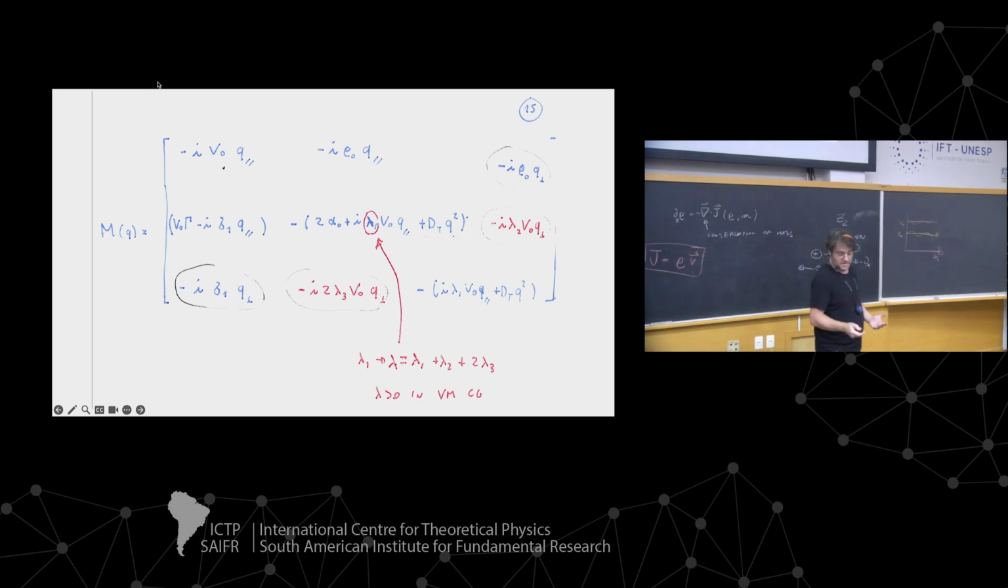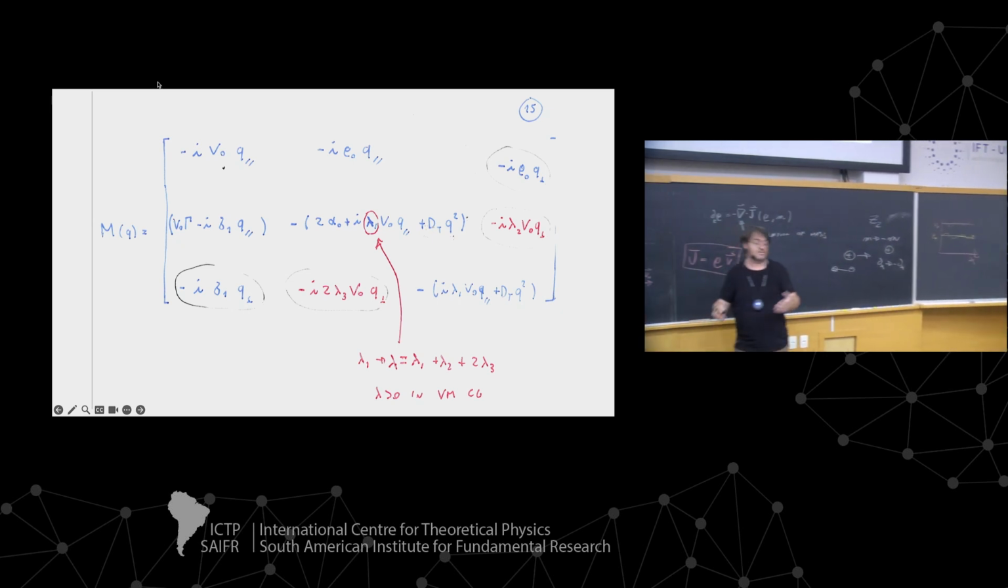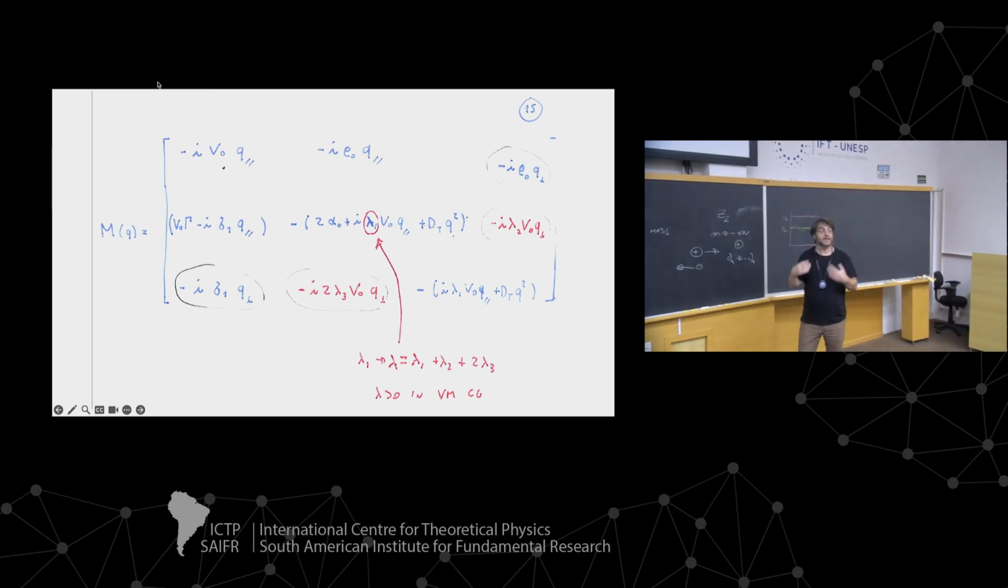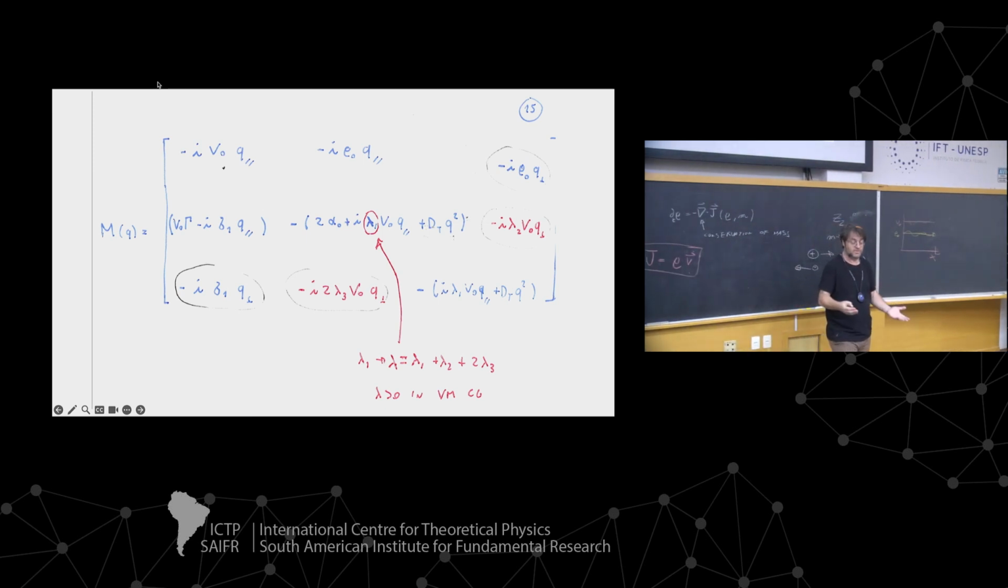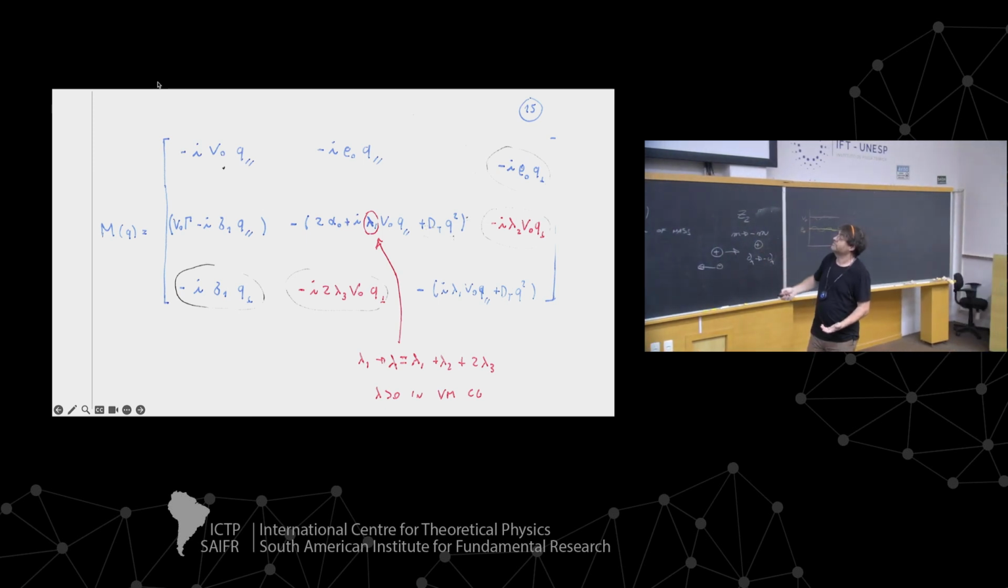And you know that the stability requirement for a fixed point is that all the eigenvalues should have a negative real part. That is what you want to check, and you can do it with this matrix.